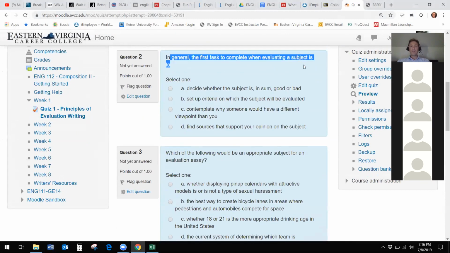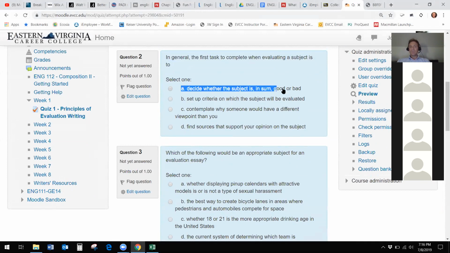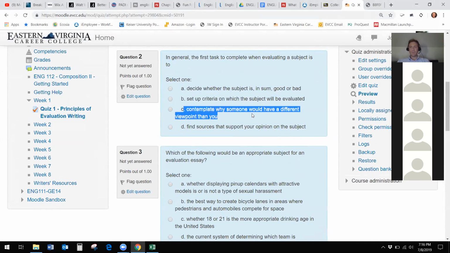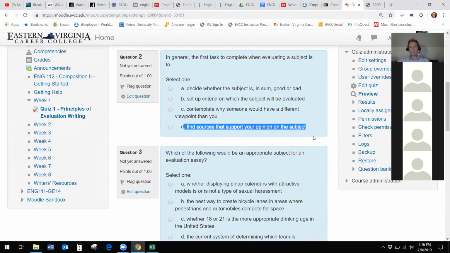In general, the first task to complete when evaluating a subject is to decide whether it's good or bad, set up criteria, contemplate why someone would have a different viewpoint, find sources that support your opinion. What do you guys think? So we've kind of outlined this a little bit.